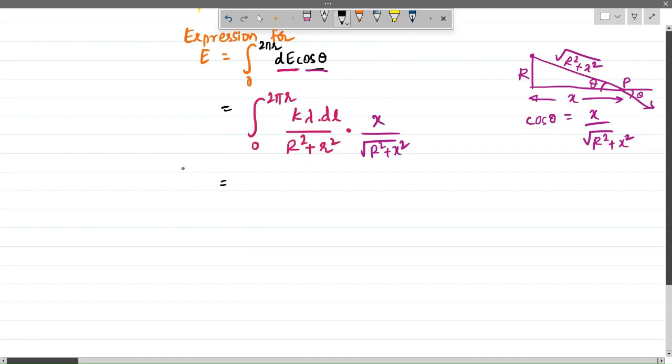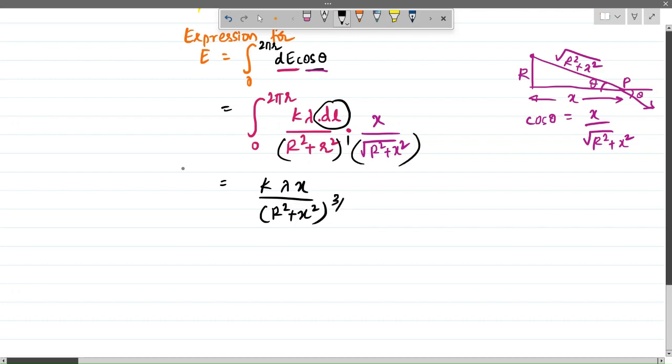So this is equal to, now we have to integrate dl and the other things are constants. Let's bring them out: k into lambda into x divided by R square plus x square. Here the power is 1 and here the power is 1 by 2, so 1 plus 1 by 2 is 3 by 2, times the integration from 0 to 2 pi R of dl.